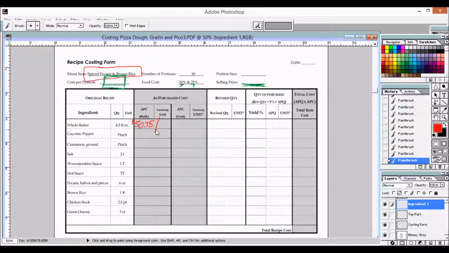$50.75 for a 30-pound case. This is what we call the APC bulk price, and that's why I'm putting it right here in this part of the costing form. It is literally how I purchased the butter. Now, if it had been two 15-pound cases of butter instead for $50.75, I would still put 30 pounds. So you just put down whatever the total weight is that you're buying.